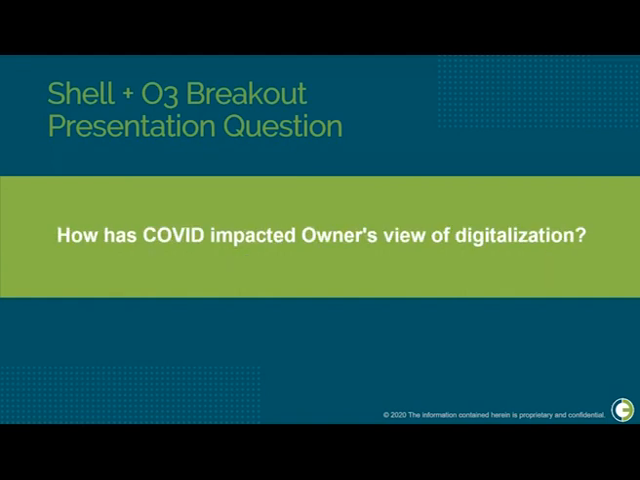All right, and the main topic for the Shell presentation was all about how they pivoted as an organization to continue down their AWP journey. And this question was, how has COVID impacted the owner's view of digitalization?